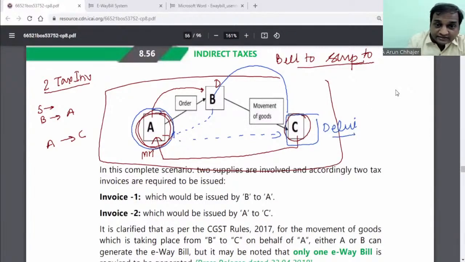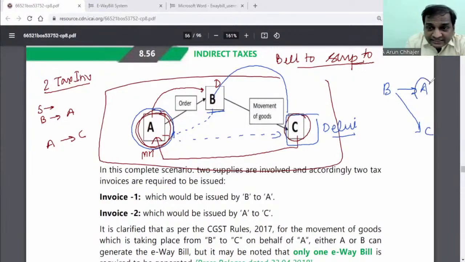So you can think from B's point of view. B is raising the tax invoice to A but making the delivery of the goods to C. B is raising the bill to A and shipping to C because there are two different parties. The billing part is different, the shipping part is different. Therefore, it is called the bill to ship to model.